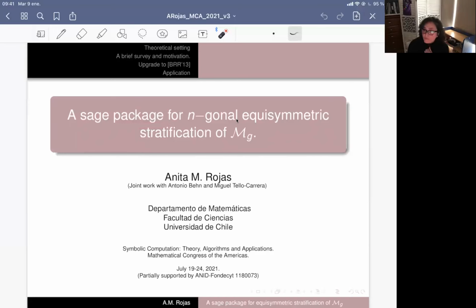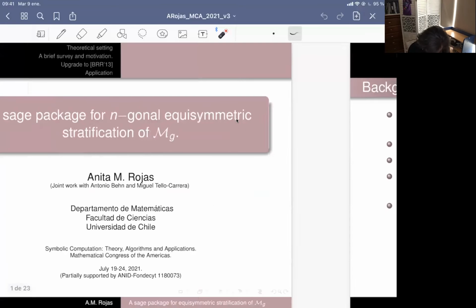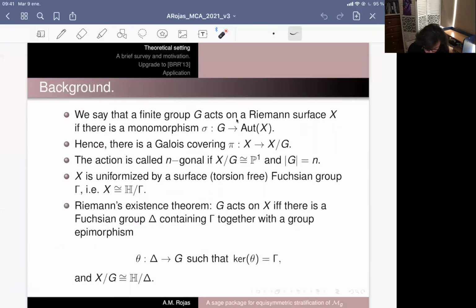I will first explain some of the words here in order to fix notation and background. This is joint work with Antonio Ben and Miguel Tello. First of all, we are going to be dealing with group actions on Riemann surfaces, and I am interested in genus greater or equal than 2. An action will be a monomorphism from an abstract group G to the group of holomorphic automorphisms of the Riemann surface X.